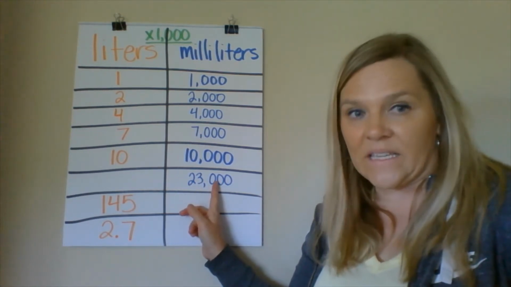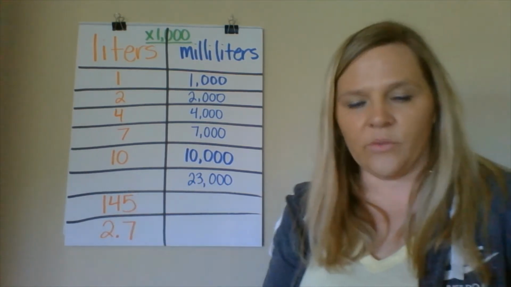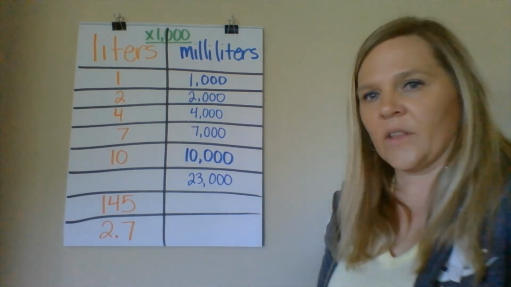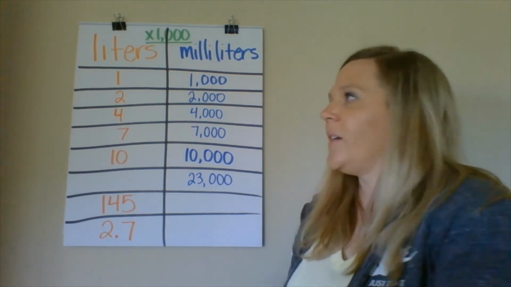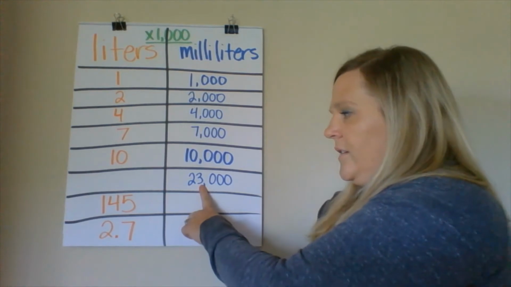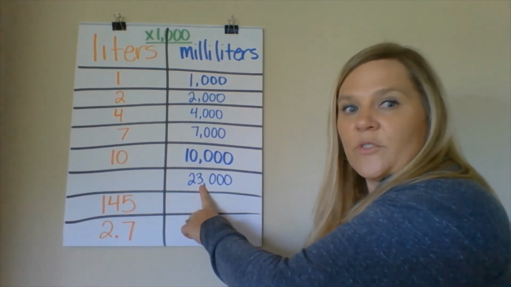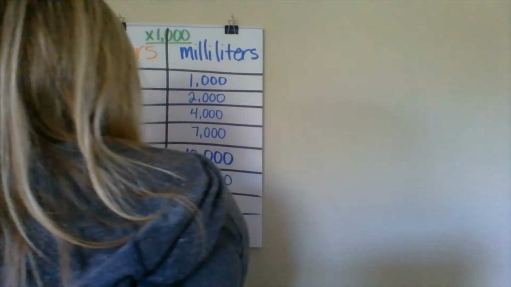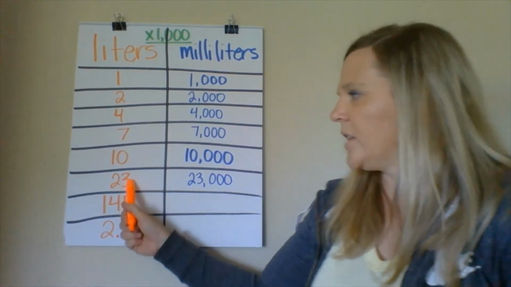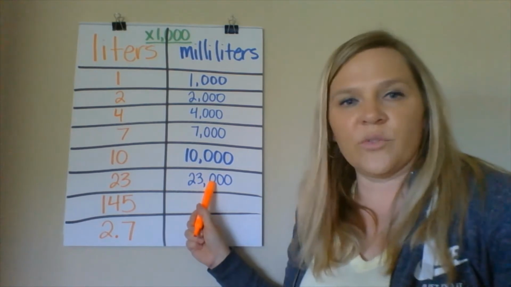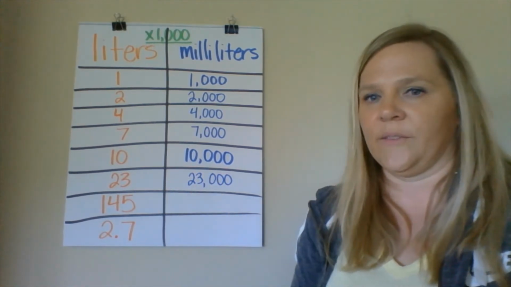23,000 milliliters. How many liters would that be? Looking at our pattern, knowing that we're multiplying by 1,000, what number should be here? Are you thinking 23? Because if so, you are correct. 23 liters is equal to 23,000 milliliters.